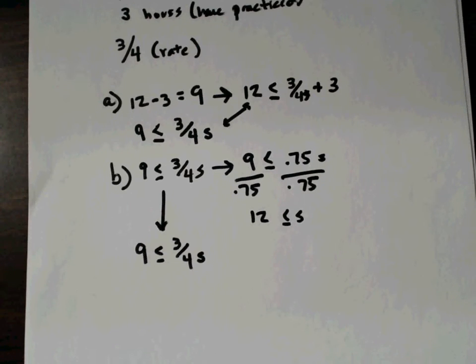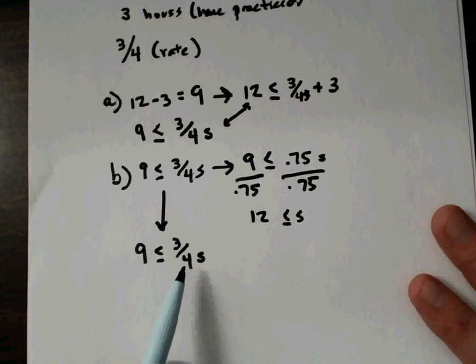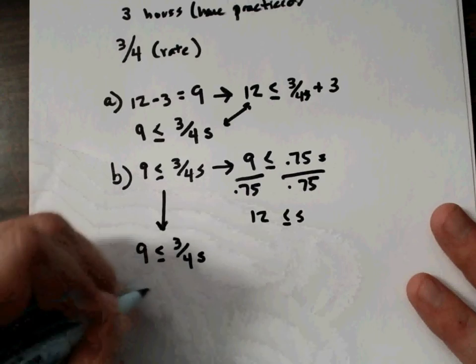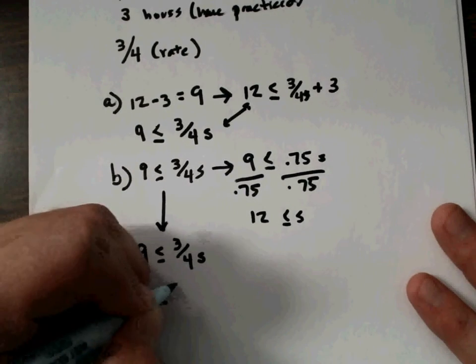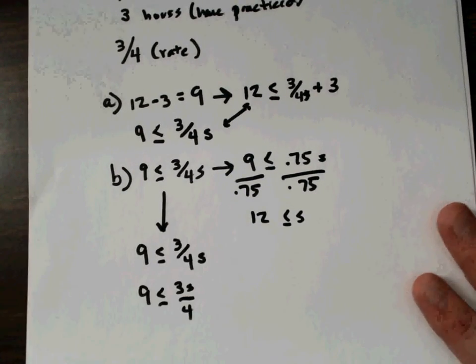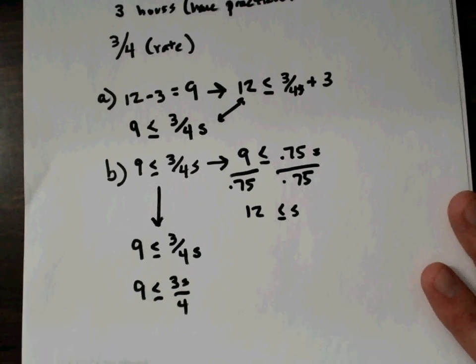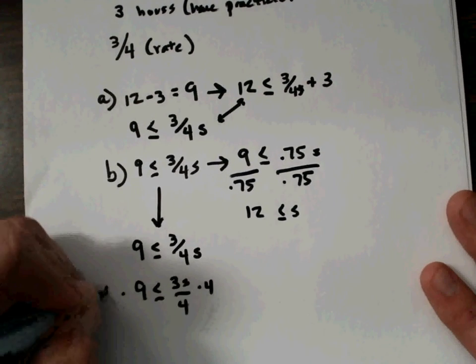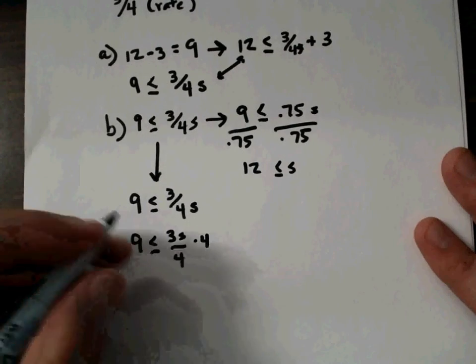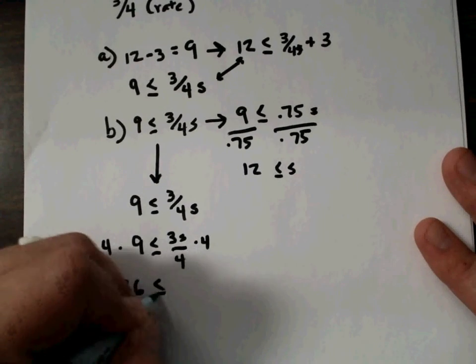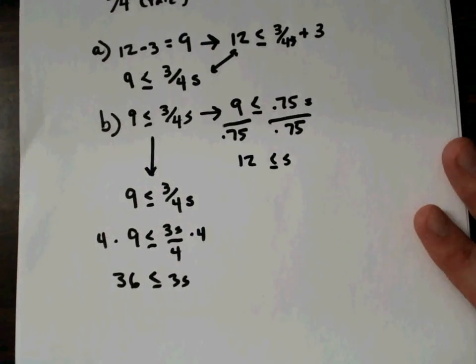Okay, so that's going to be 0.3333333333, and so you're going to round that, and once you round it, your answer is going to be rounded too. And so it's better if you work with them as regular numbers. So right here, what we really have is 9 is less than or equal to 3s divided by 4. So if I'm going to get that off of it, I got to multiply by 4. That's going to give me 36 less than or equal to 3s.